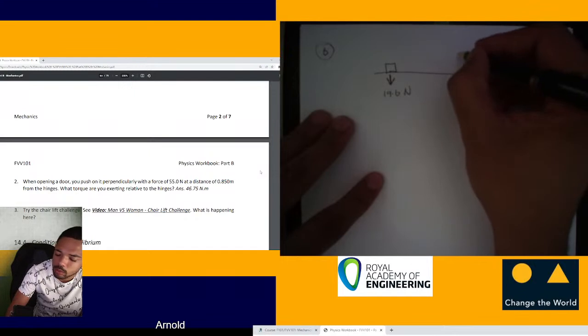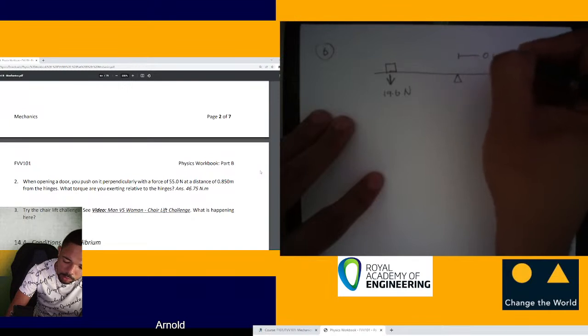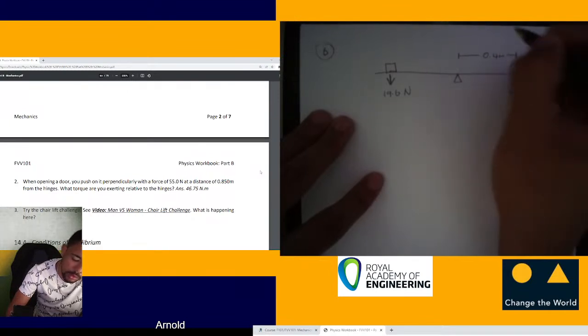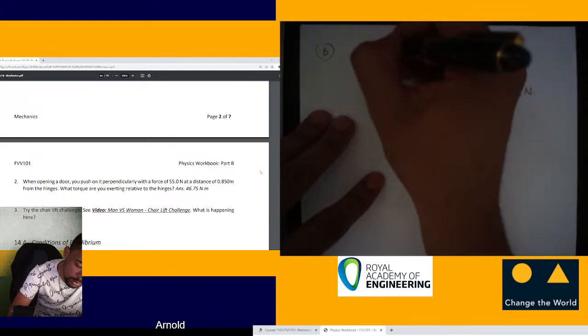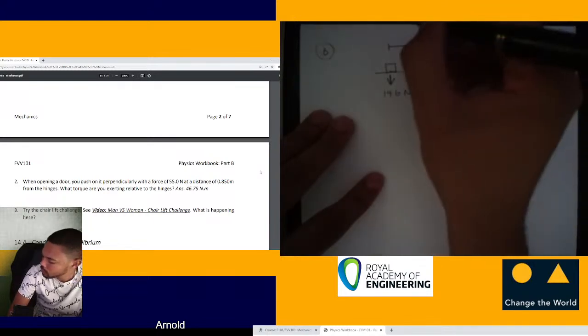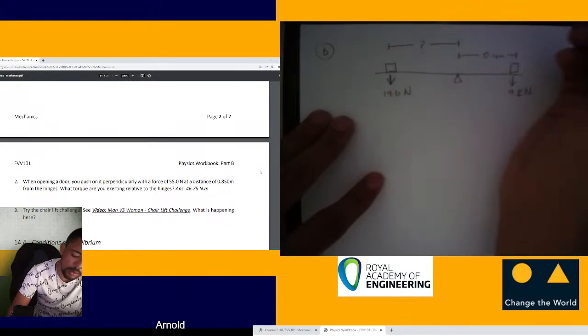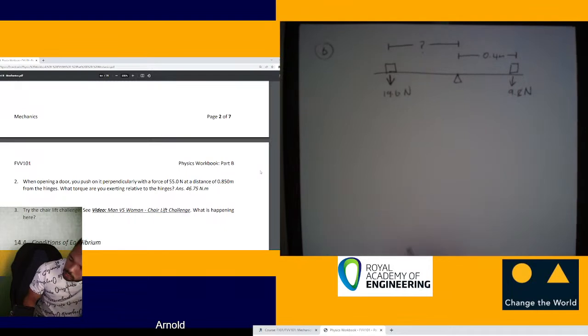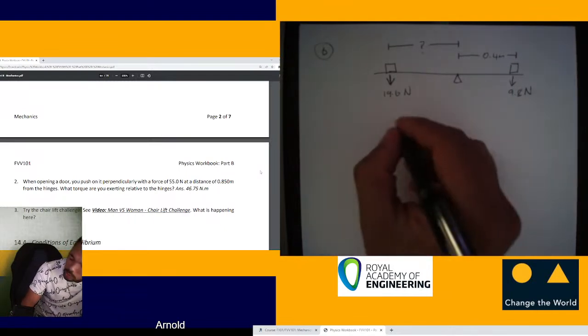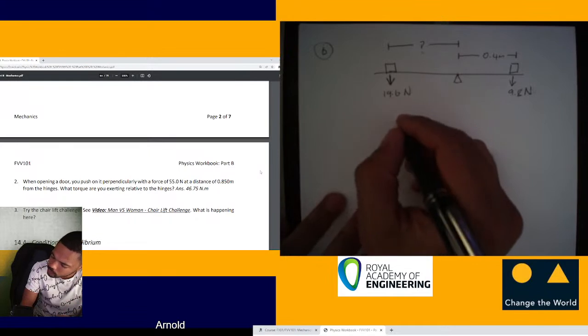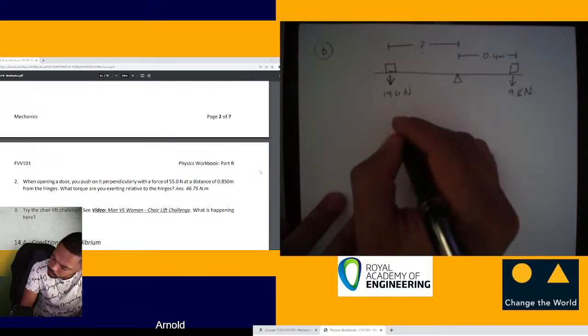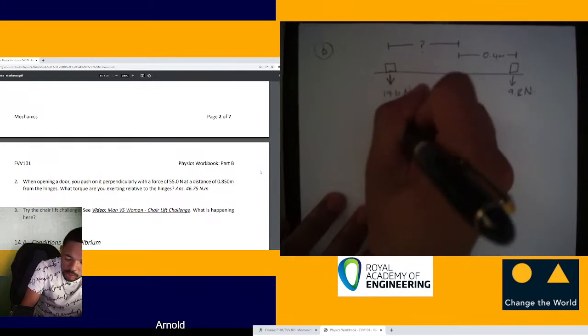Now note, this is not drawn to scale. This is a distance of 0.4 meters, and this one a distance of, we don't know yet, we want the distance. And they tell us that this situation is in equilibrium.